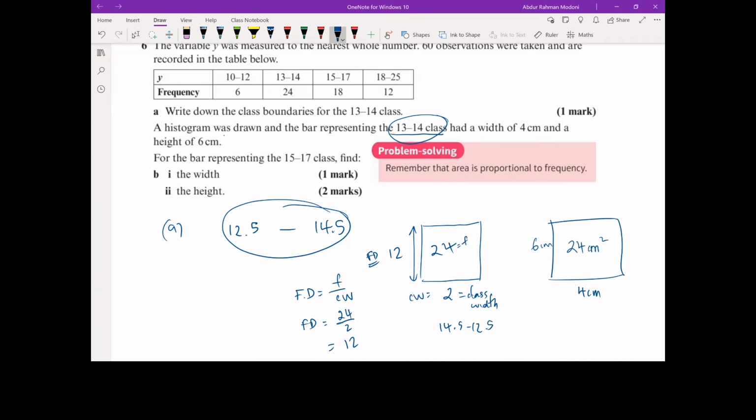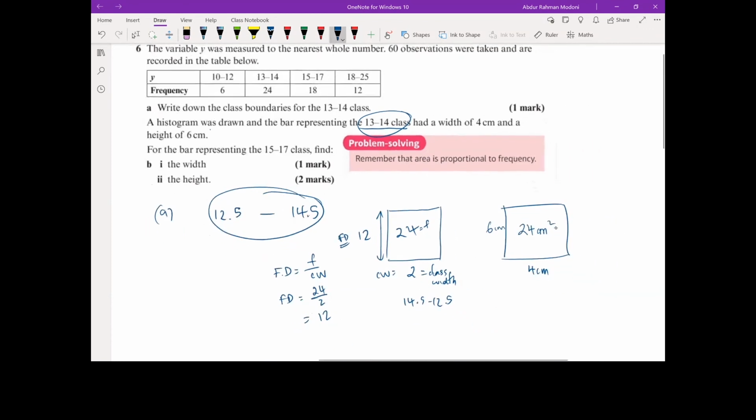So we've got two bars here. One in terms of the actual centimeter measurements, and the other in terms of frequencies and class width. So we can then compare. We remember area is proportional to the frequency.